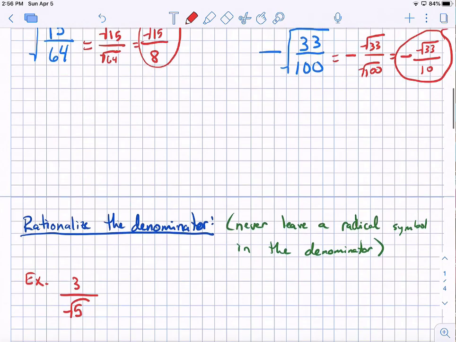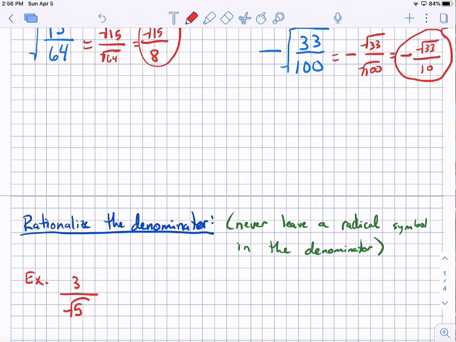Okay, so first example. It looks similar to what I had up above, except it's 3 over the square root of 5. So only the denominator has a square root symbol in it. And like I just put up here, to rationalize the denominator means I have to fix this fraction. I have to change this fraction so that the denominator does not have a radical symbol in it.